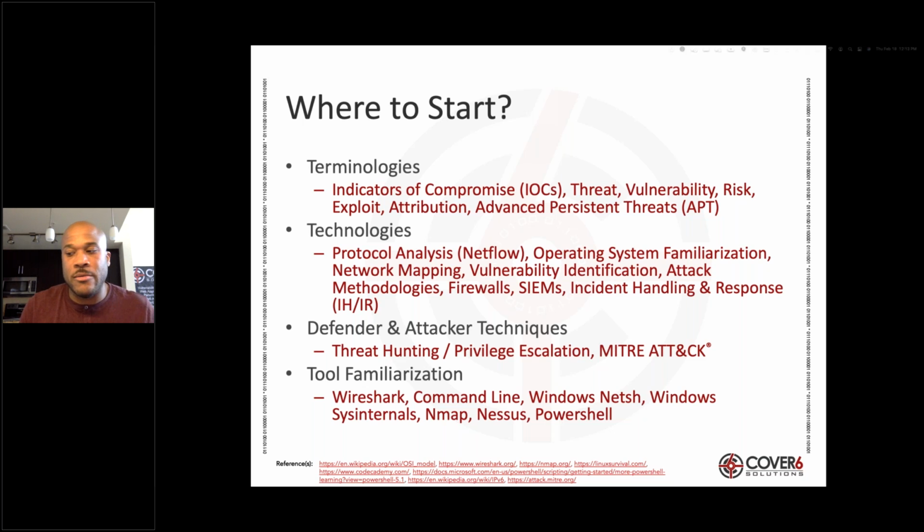And then PowerShell. One of my favorite books is PowerShell in a Month of Lunches. So 30 to 40 minutes a day, you can teach yourself PowerShell.